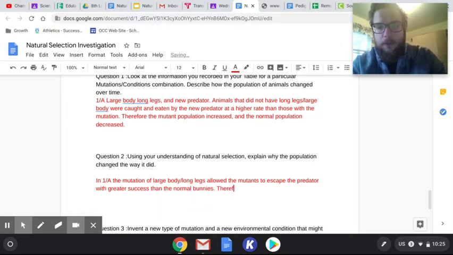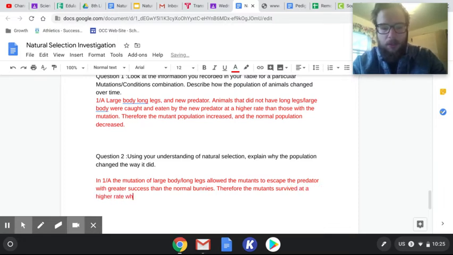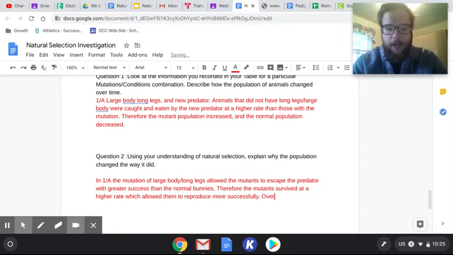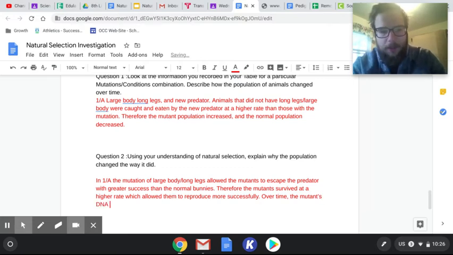So we'll say therefore. I'm using therefore a lot today. Therefore, the mutants survived at a higher rate, which allowed them to do what? To reproduce more successfully over time. I won't say the mutants' DNA. Oh dear. Mutants' DNA becomes more.